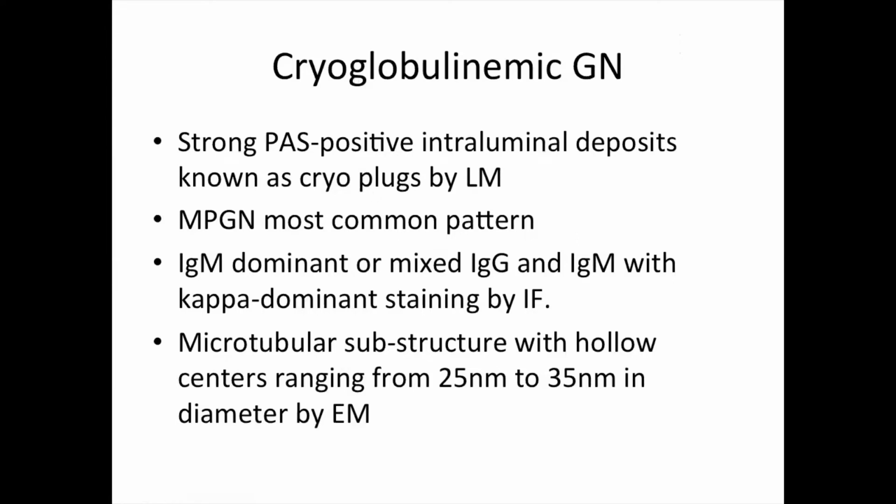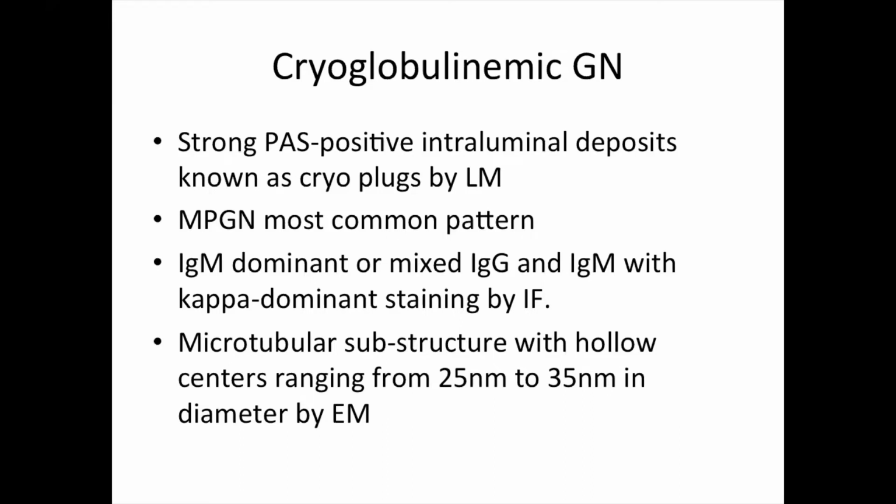And on light microscopy, we have strong PAS positive intraluminal deposits, and they are known as cryo plugs. And they are very eosinophilic, very bright على PAS. MPGN is the most common pattern, ممكن يكون crescentic. It can have vasculitis as well. In this case we have hepatitis C, and I will talk to you very briefly about the 3 types of cryoglobulinemia.